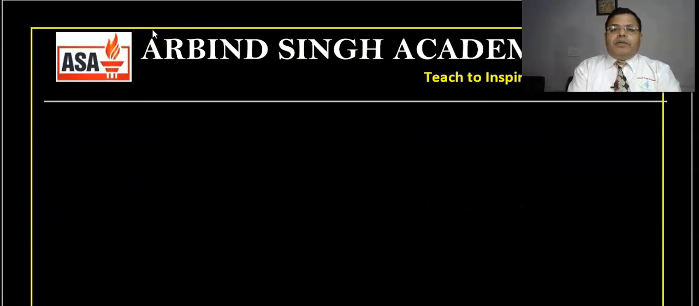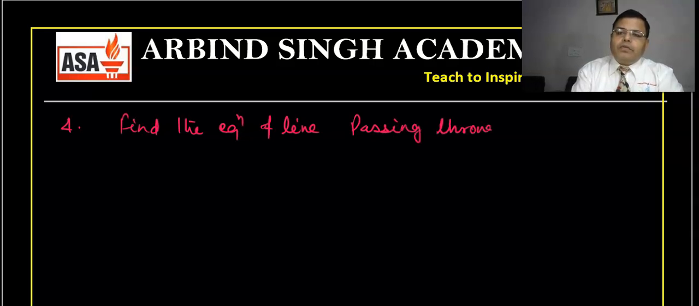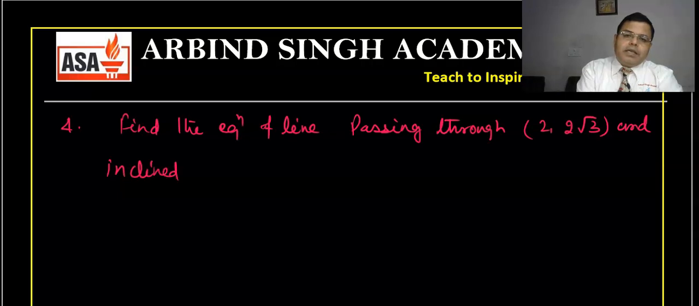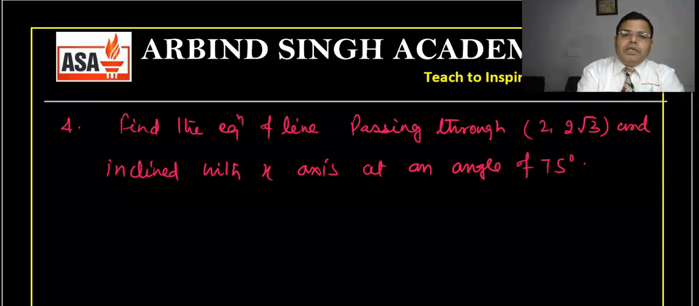Now let us discuss question number 4. Try to understand. The fourth question is: find the equation of the line passing through (2, 2√3) and inclined with the x-axis at an angle of 75 degrees. Now we can write the solution.